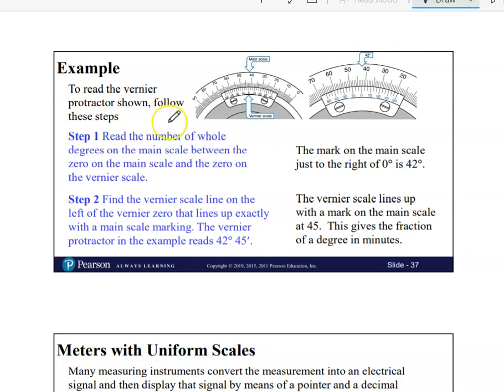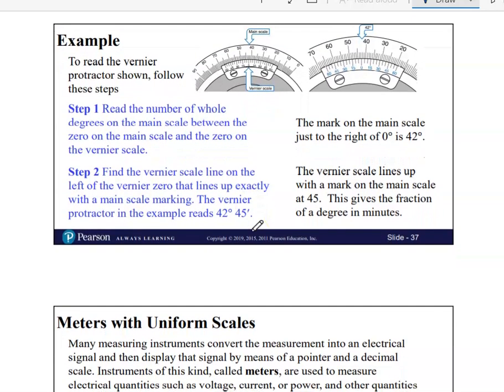To read this kind of scale, you want to read the number of whole degrees on the main scale between the 0 on the main scale and the 0 on the vernier scale. Okay, and then you want to find the vernier scale line on the left of the vernier 0 that lines up exactly with a main scale mark. So they started with our 42, and then they said the 45 is the number that lines up exactly. If you look at this 45, it is lined up exactly with the 60. So they've got 42 degrees and 45 minutes.